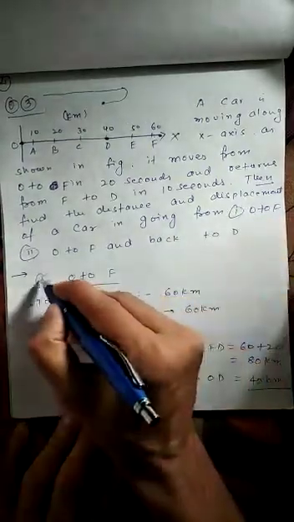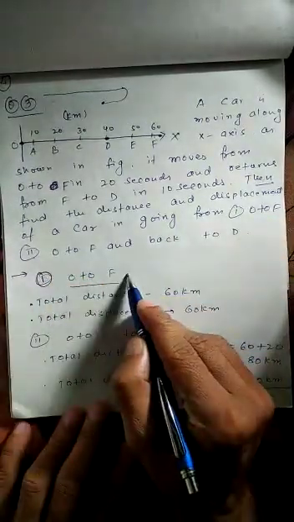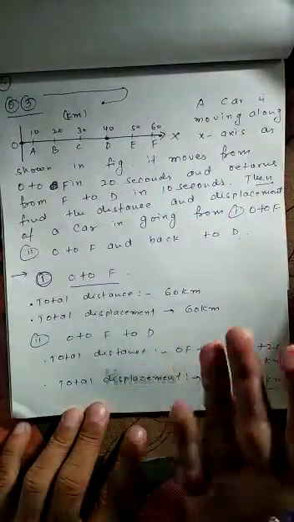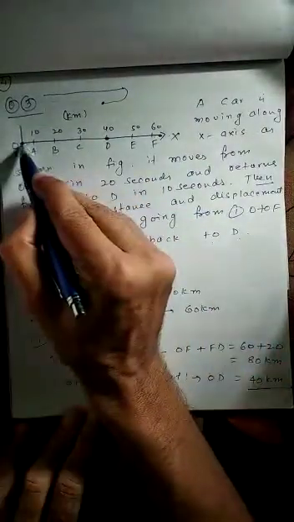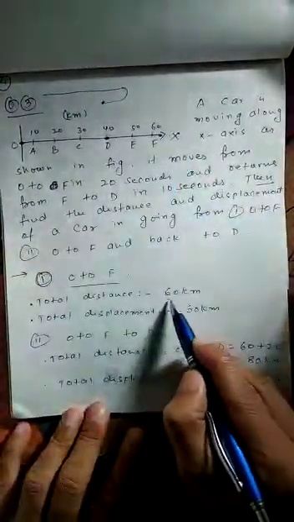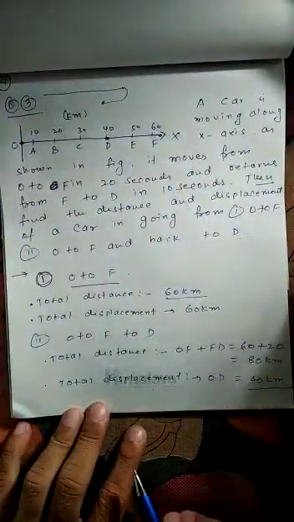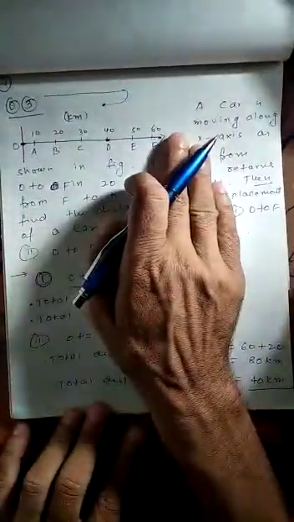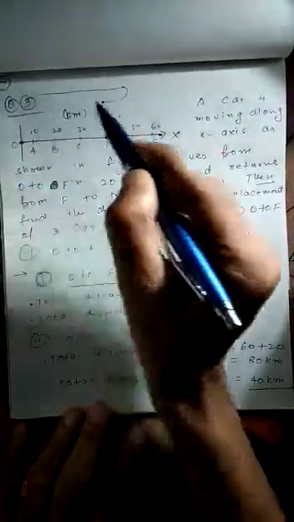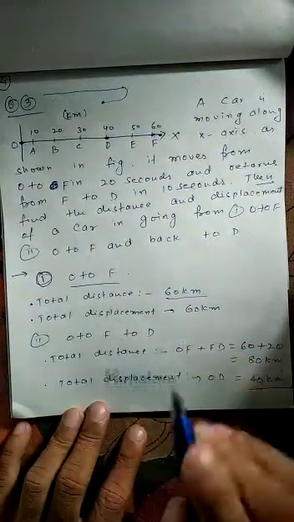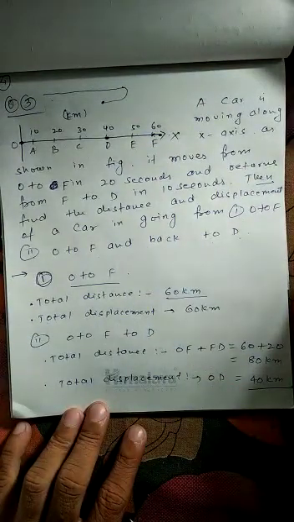Now take first case. First case is here what? O to F. Total distance is what? Actual path traveled by a car. So what is the actual path? 10, 20, 30, 40, 50, 60 kilometer. So actual total distance is what? 60 kilometer. Now find total displacement. Again join here what? Initial position and final position. We know that the initial position is O, final position is F. So here displacement will also be 60 kilometer.